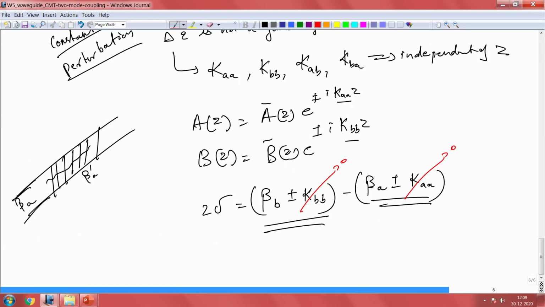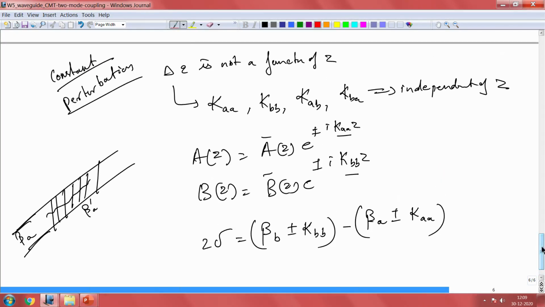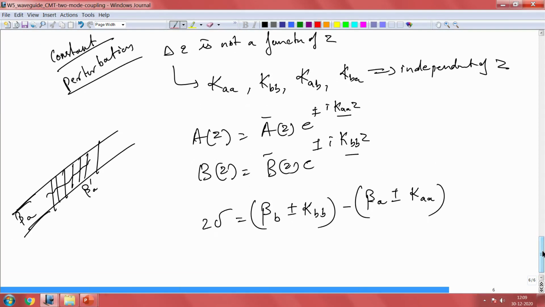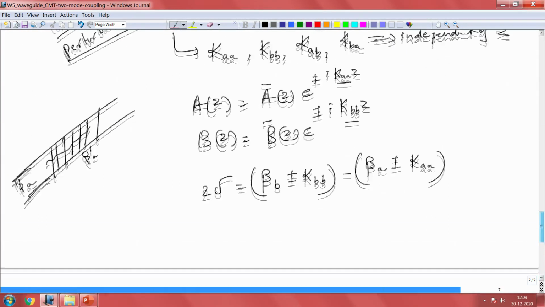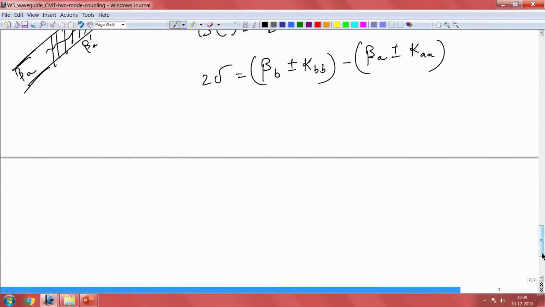In that case your delta is beta a minus beta b, but in this case you are going to have this perturbation. That is what we need to understand for this. The propagation constants are now going to be different, and this is for a constant perturbation, where kappa a and kappa b are constant as you move along. So, what happens when you have a periodic perturbation? Let us look at periodic perturbation now.